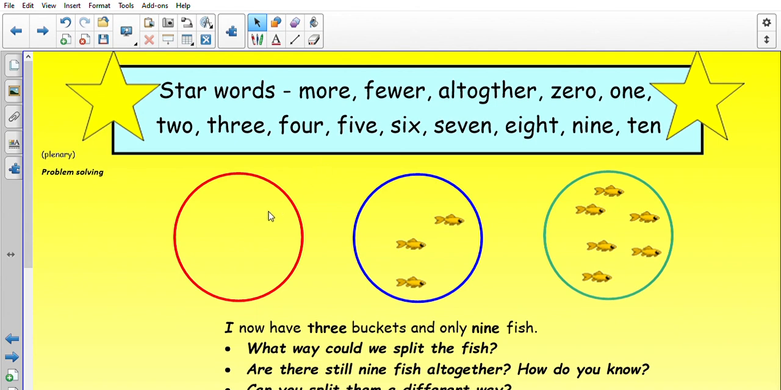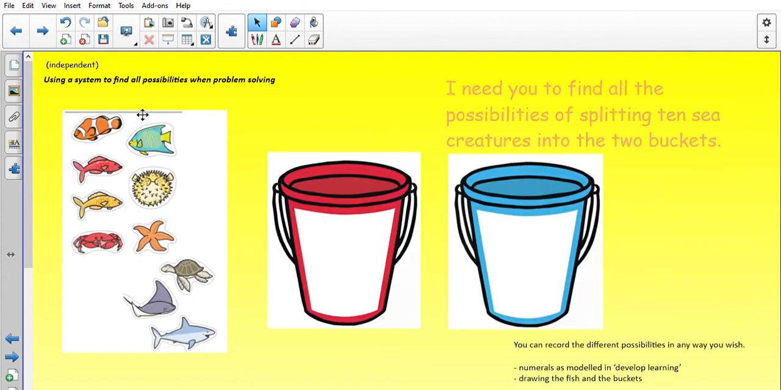But this time, there's 0 in this bucket. There's 3 in this one. And how many in this one? 6. That's right. Well done. So maybe you'd like to have a go at splitting 9 things 3 ways as well. But I'd love to see how you get on with splitting your 10 sea creatures in between our 2 buckets and finding all the different ways that we can make 10. Because all those different ways that we can make 10 are called our number bonds to 10.